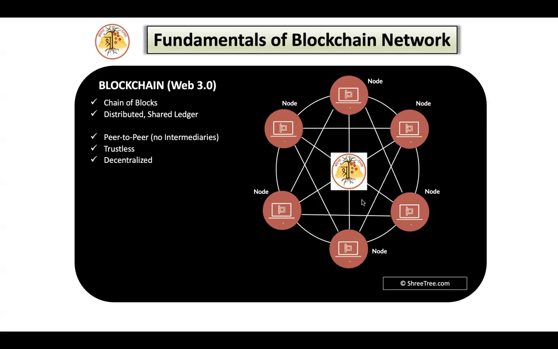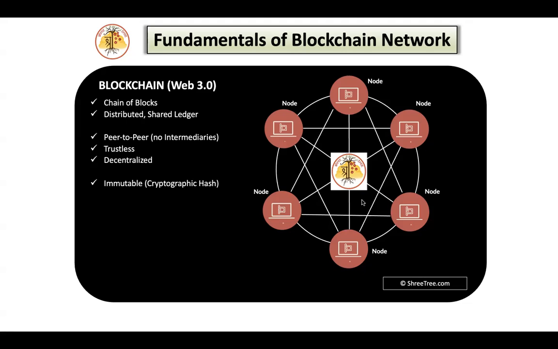In terms of configuration, the picture here is a sample representation of how a blockchain network looks like. Blockchain consists of a network of computers or devices called nodes, and they're connected directly to each other. So it's a peer-to-peer network. There are no intermediaries. It's completely decentralized, and you don't need to trust any intermediaries. In other words, it's a trustless network.